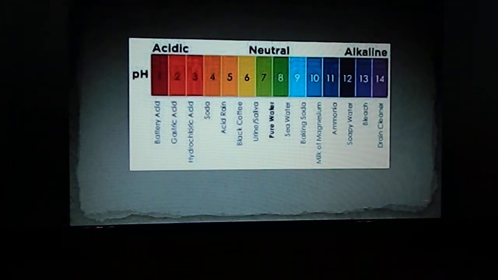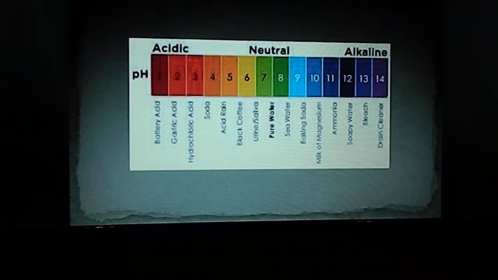There's hydrochloric acid, which is down in the 3s. Gastric acid, see there, pH 2, all right? Battery acid, pH 1. If you go to the opposite side of neutral, seawater has a pH a little higher than 7. Baking soda, milk of magnesia, ammonia, soapy water, pH 12. Look at bleach, 13, and then drain cleaner is 14.